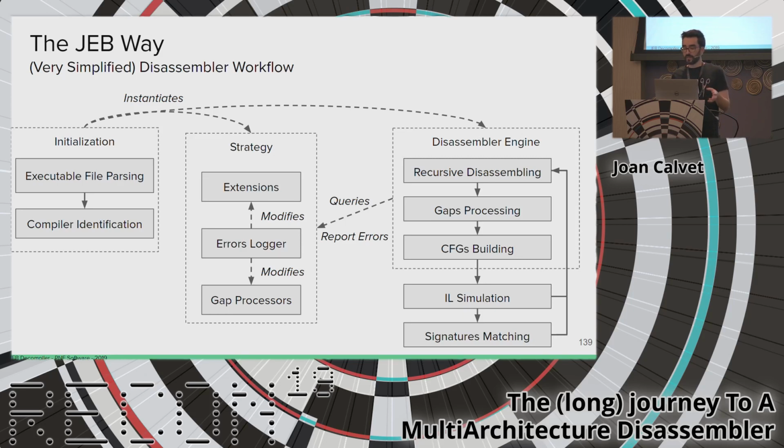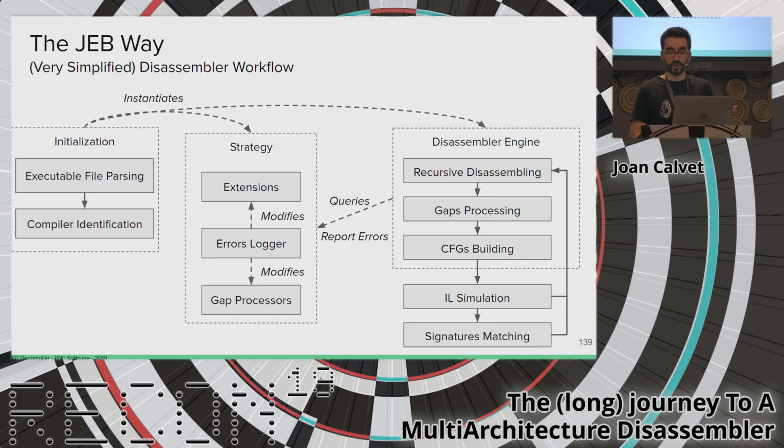Then we run the IL simulation on these routines, which can find more routines, so we can re-enter the disassembler engine. And the final step is the signature matching, which can also re-enter the disassembler engine. For example, when a signature tells us that a given routine is actually non-returning, we reanalyze its callers. So to come back to the initial classification of disassemblers, at its core, the JEB disassembler remains a recursive disassembler. But under certain conditions, it will behave almost like a linear disassembler, because all gaps will be considered code, for example, depending on the strategy, that is, depending on the identified compiler, the architecture, etc.